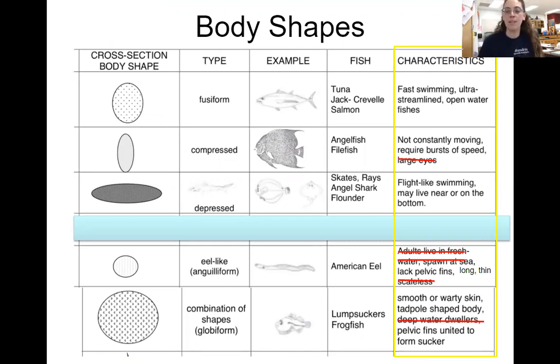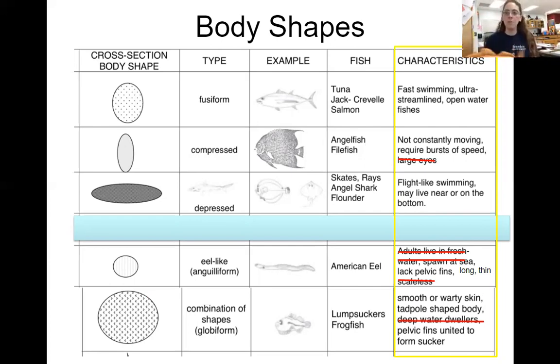Fish can be separated into many more body shapes. So the top three are the most common. So we have the fusiform shape. We see here in this guy here, just sort of a round oval. This is probably the most common fish body shape.